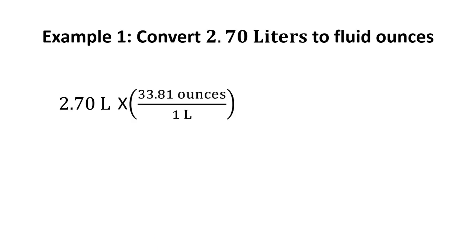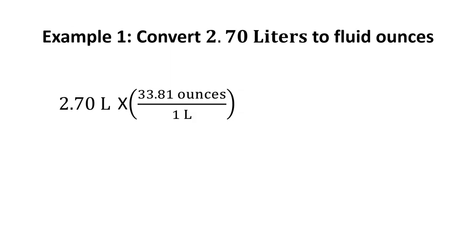Okay, so we're going to talk dimensional analysis. Dimensional analysis simply means that we're going to convert from one set of units to another set of units. So here's an example. We're going to convert 2.70 liters to fluid ounces. 2.70 liters, and 1 liter is going to be equivalent to 33.81 ounces. We got that information off of our conversion table.